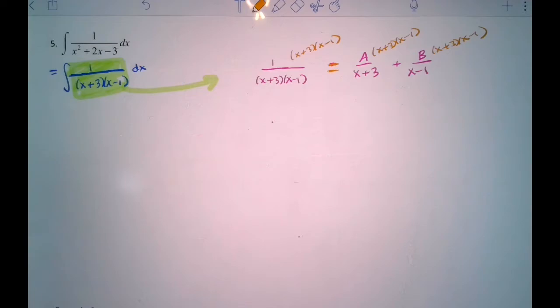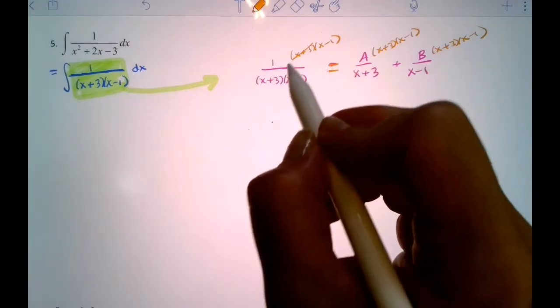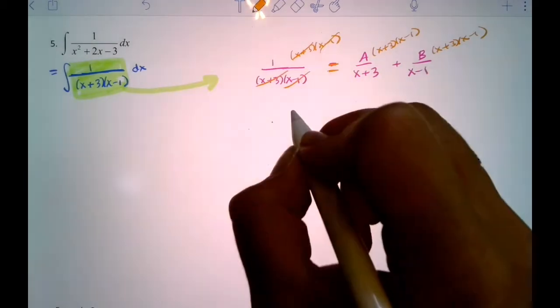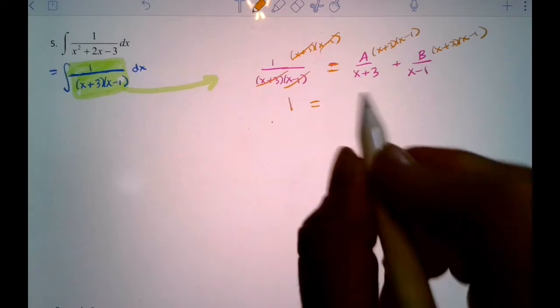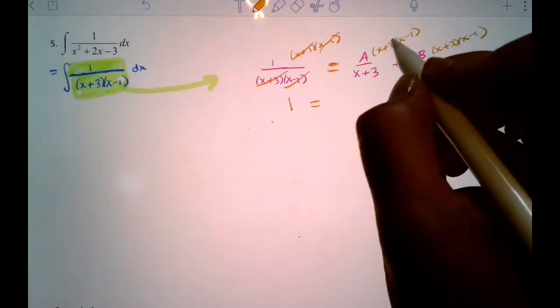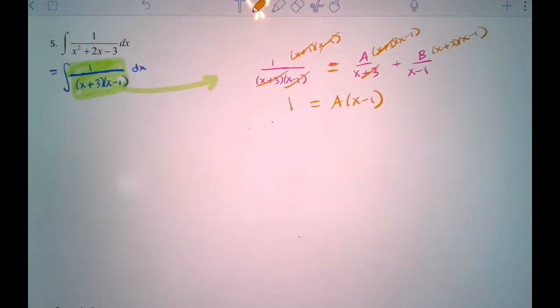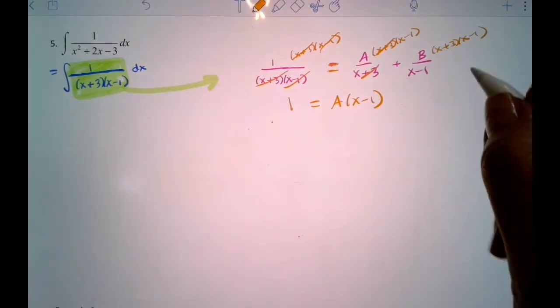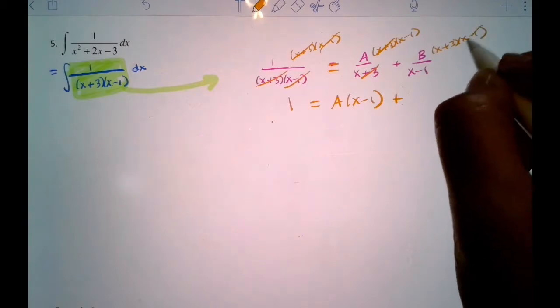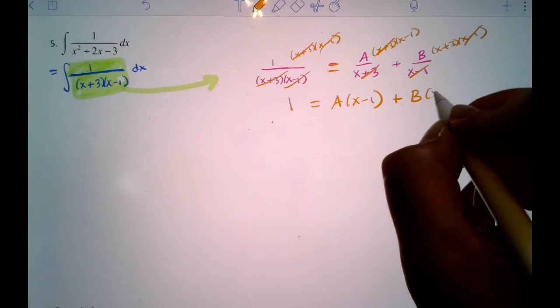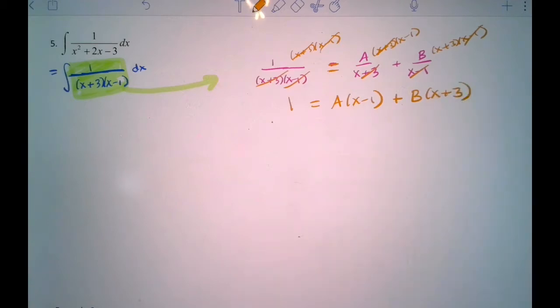So when I do that, notice what happens on the left-hand side. The factor of x plus 3 goes away, and the factor of x minus 1 goes away, and all you have left is a 1. Over here on the right, in the first fraction, the x plus 3 cancels with the denominator, but you're left with the x minus 1. In the last one, the opposite happens. The x minus 1 cancels out with the denominator. You're left with the B, and then that extra factor of x plus 3. Okay, so this is another way to imagine that statement I had up above in pink.